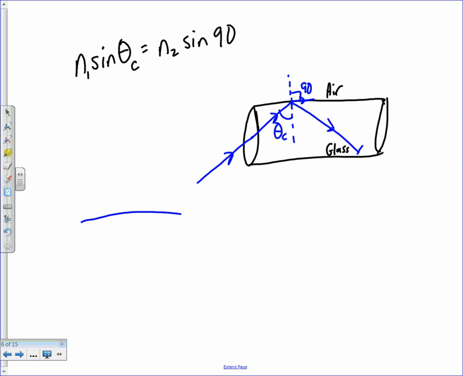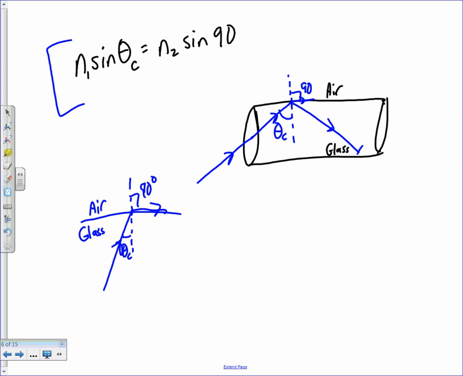So if I just do this in one dimension, glass and air, I can solve for this critical angle, taking the refracted angle equal to 90 degrees, just using this law of refraction. Remember, sine of 90 is of course equal to 1. So it's just n2 times 1.